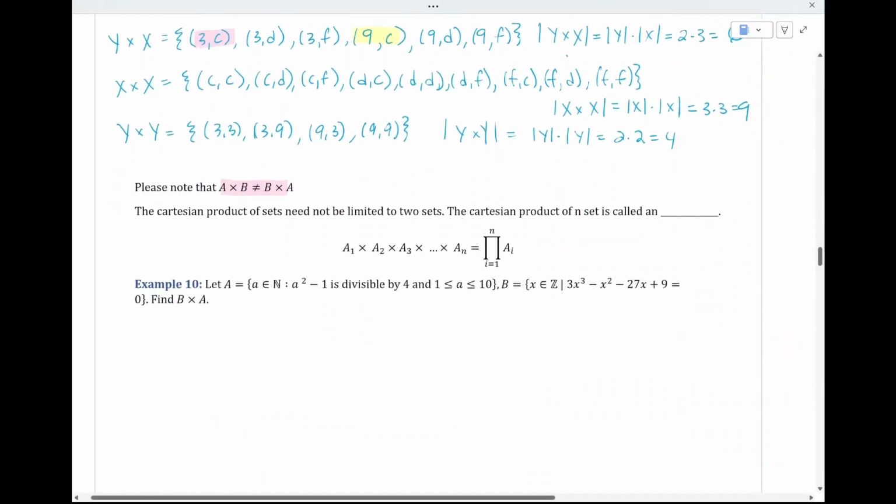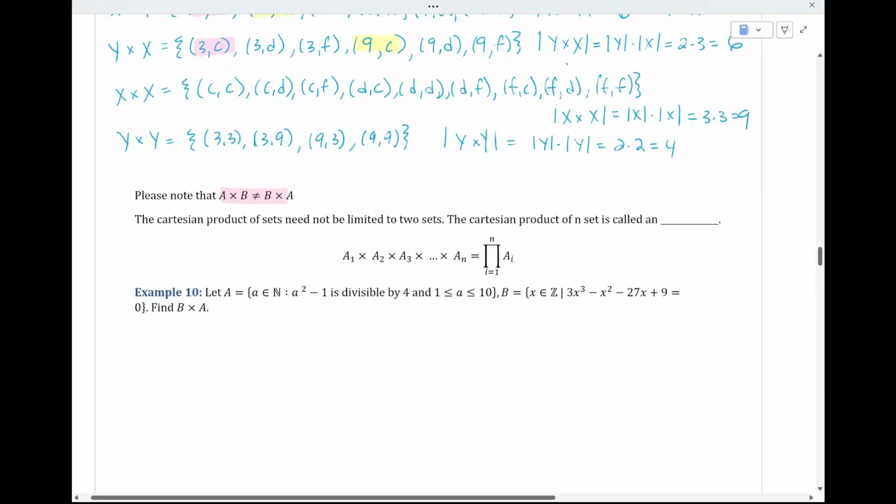The Cartesian product of sets does not need to be limited to 2 sets. We can do n sets, where n is an integer. And the way that we look at that is with this pi symbol. It's kind of like a multiplication. The Cartesian product of n sets is called an n-tuple. And we can use this symbol to extend this idea to more than just 2 sets. Once you get much beyond 2 or 3 sets, this is not something that you're going to want to do by hand. This is something that you would definitely use a program to do.